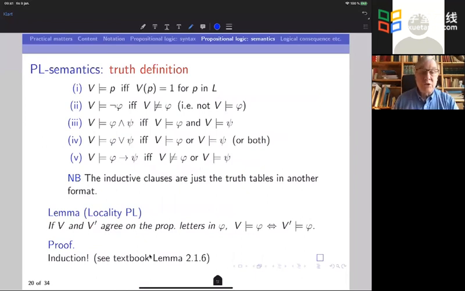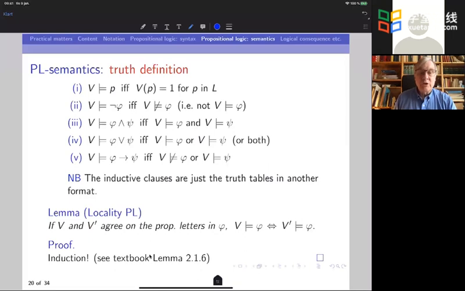So this is a truth definition. And it's also an inductive definition. You define when a formula is true with a number of clauses. One clause for the atomic formulas, the sentence letters, and then one clause for each connective. So when is a propositional letter true? Well, obviously when the valuation V assigns the number 1, or the truth value 1, to it.